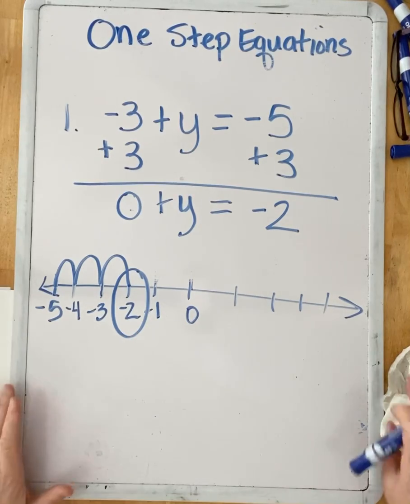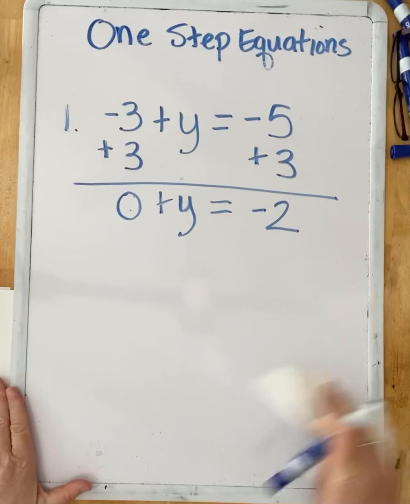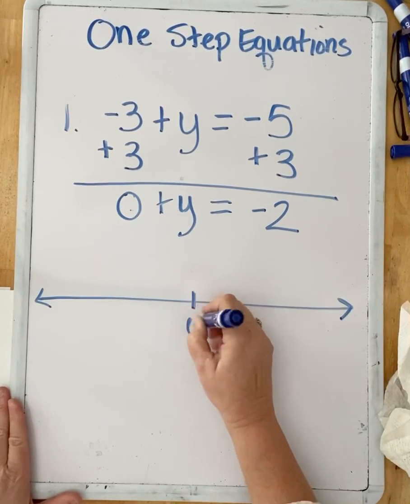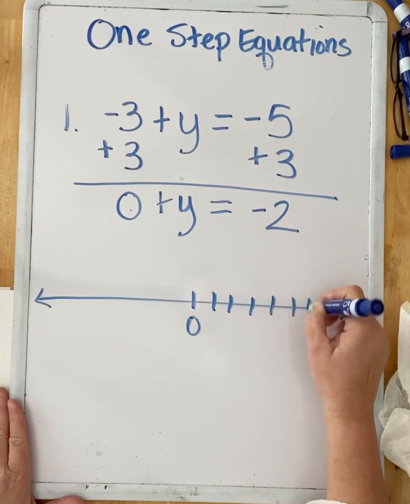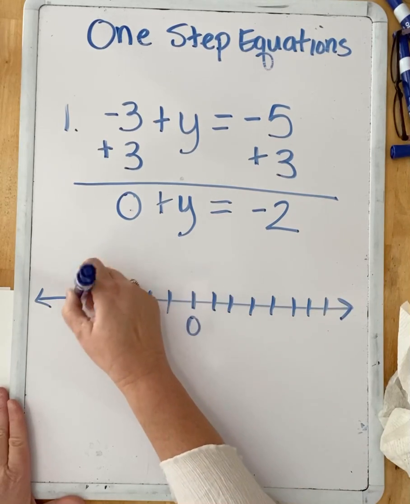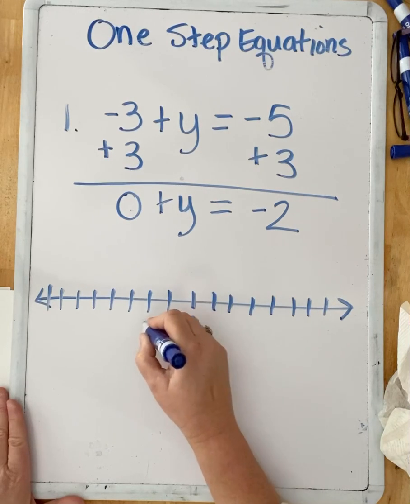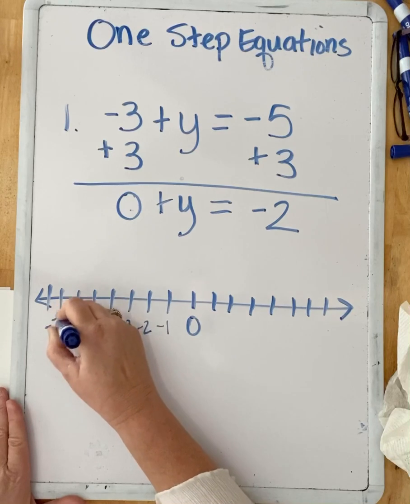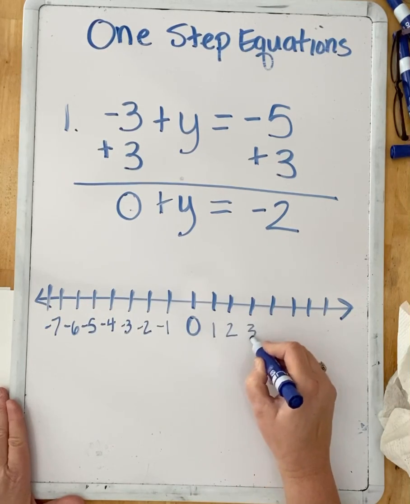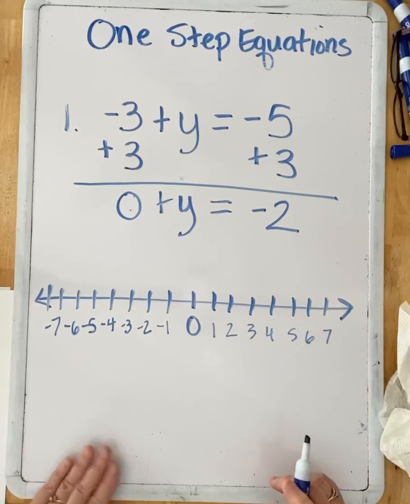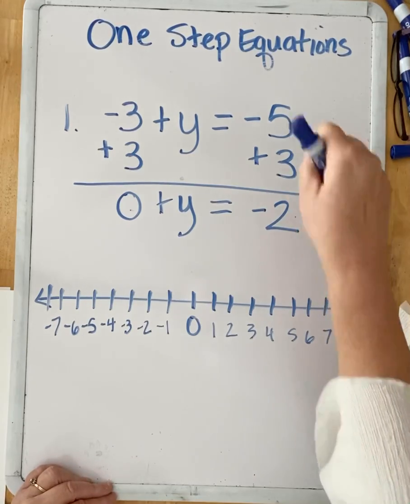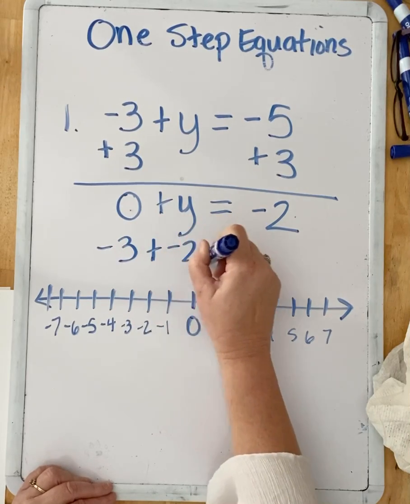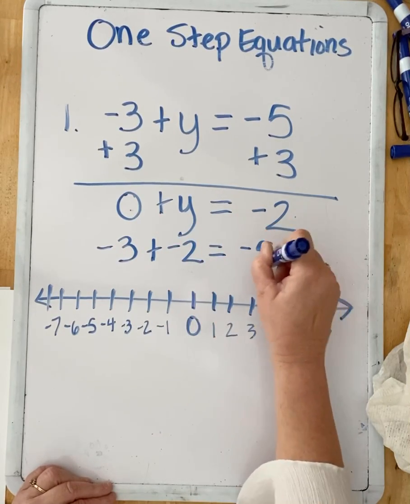Okay, so now in order to check that, I'm going to again use a number line. Super valuable. All right, so this is -1, -2, -3, -4, -5, -6, -7. This is +1, 2, 3, 4, 5, 6, 7. Okay, so I'm going to substitute my -2 in here for y. So I have -3 plus -2 equals -5.